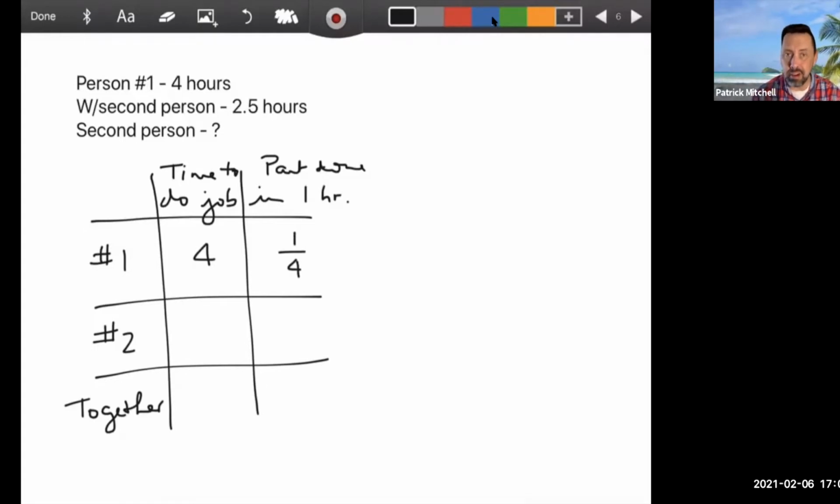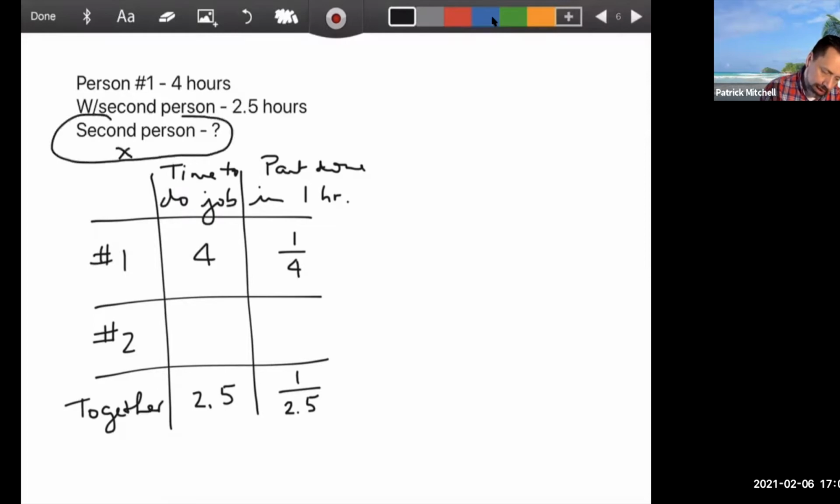Now, when it says with a second person, it takes 2.5 hours. That means together, right? With the second person. So that goes down here. So the part done by both of them working together is 1/2.5. So our X is going to stand for how long would it take the second person working alone.